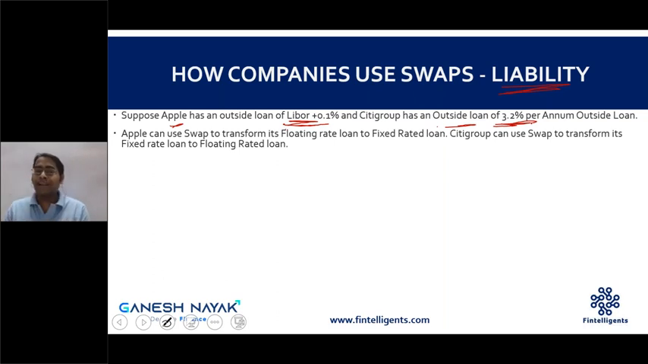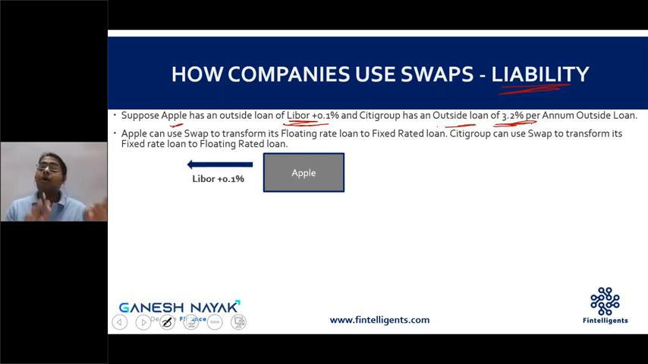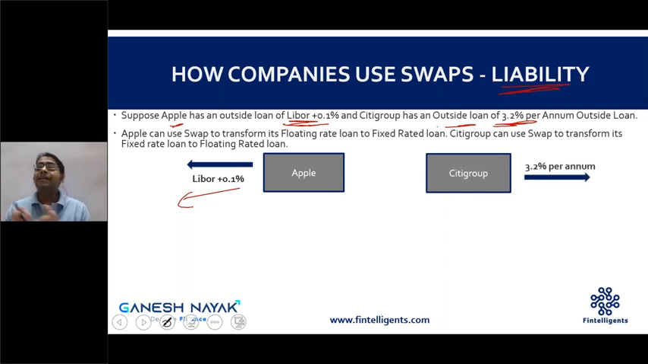Let's look at how exactly they are going to do this. So we have Apple, which has a LIBOR rated floating rated loan already established. Since the arrow is moving out, that means Apple is paying that floating rate outside. The second counterparty, Citigroup, has already entered into a fixed rated payment or liability outside. So the arrow going out actually signifies cash flow going out.